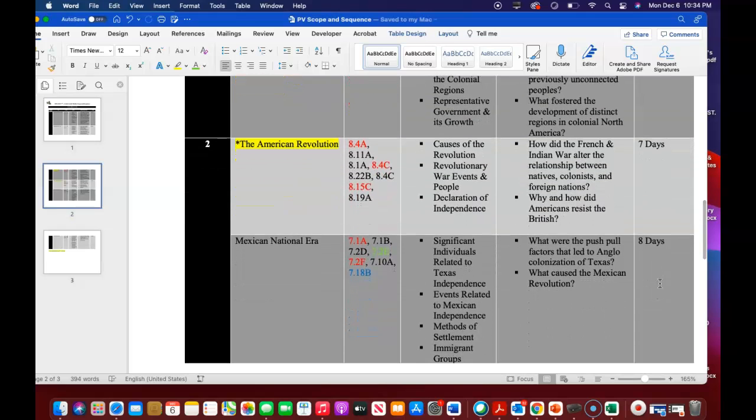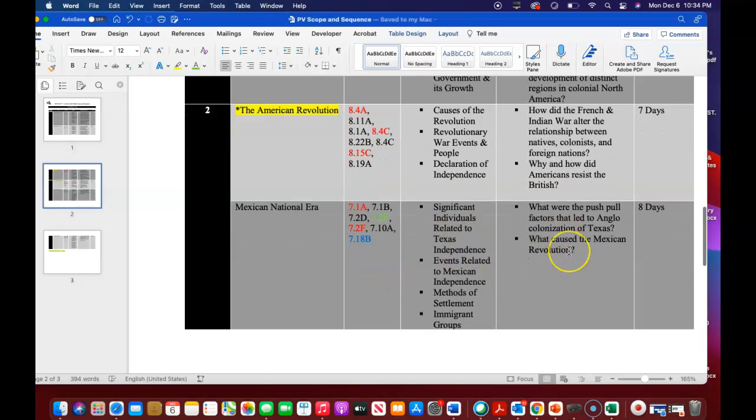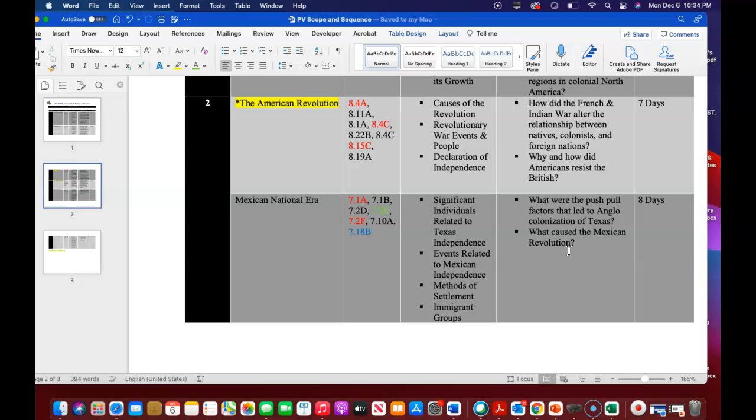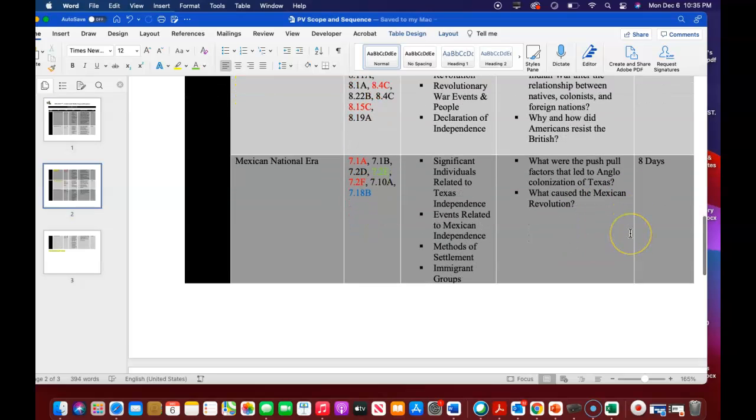You'll then move back into the Texas part of the curriculum. You'll go into the Mexican national era, so the students will understand how America got its freedom. Then they'll start to understand how Mexico got its freedom. Here are your different TEKS that you'll cover, the topics, and again, the students will have 2 essential questions to answer with 8 days to complete the unit.